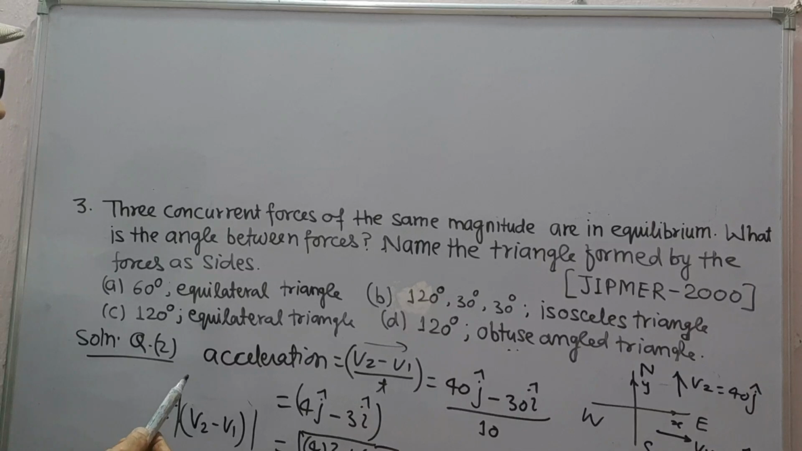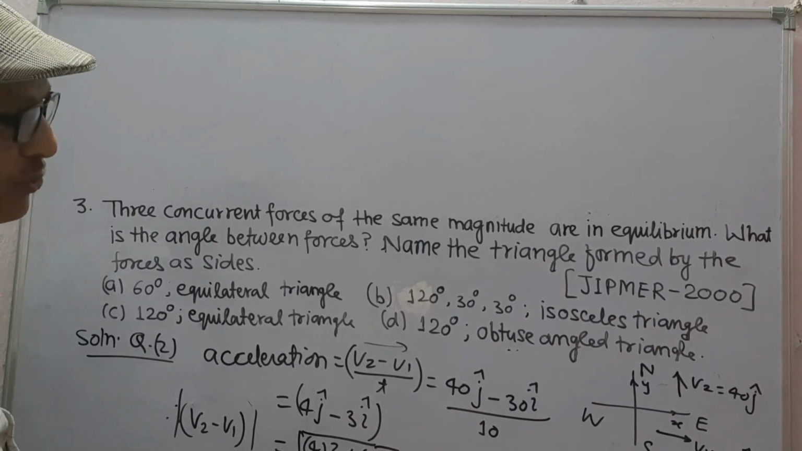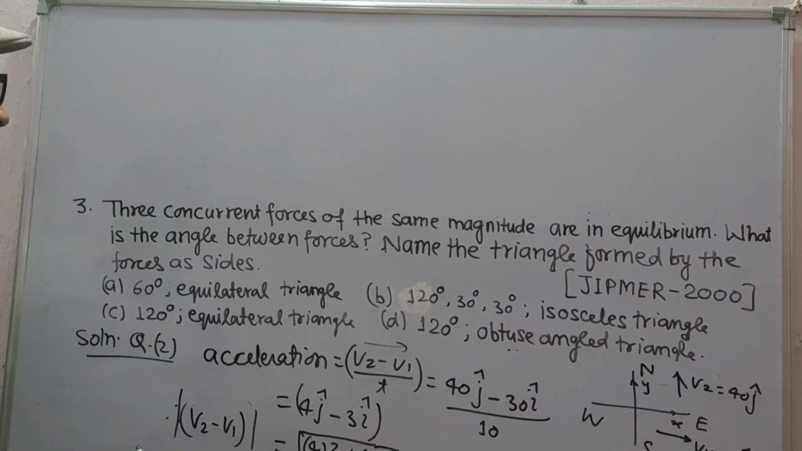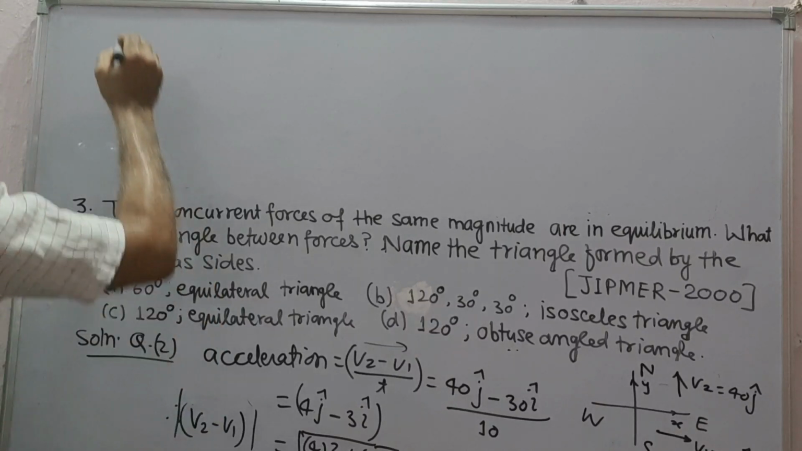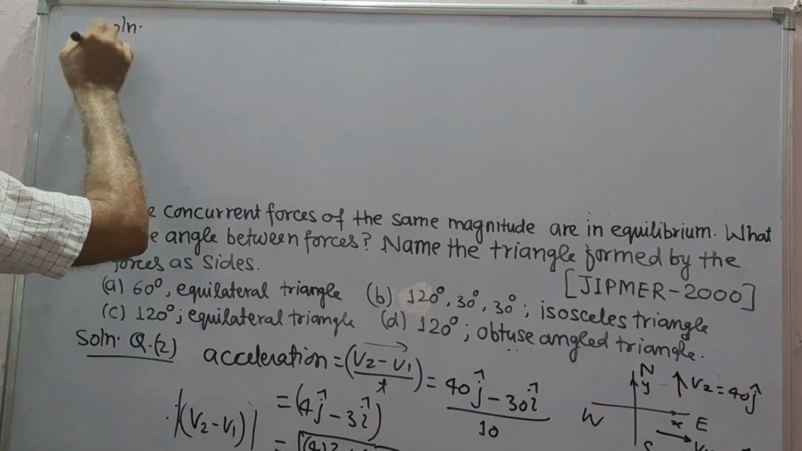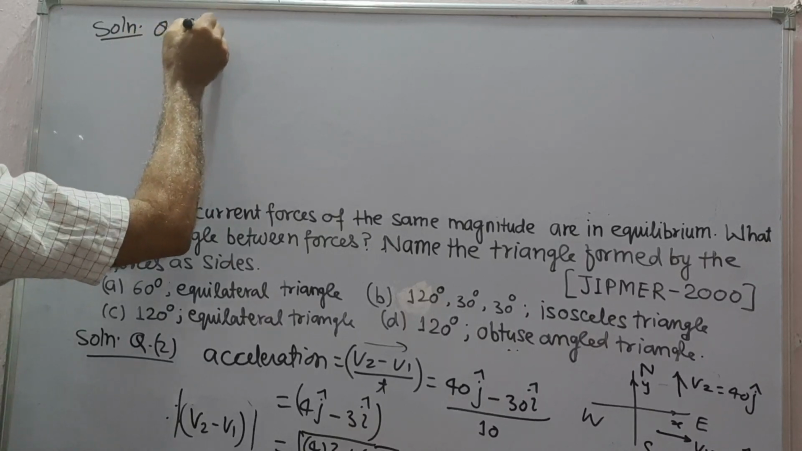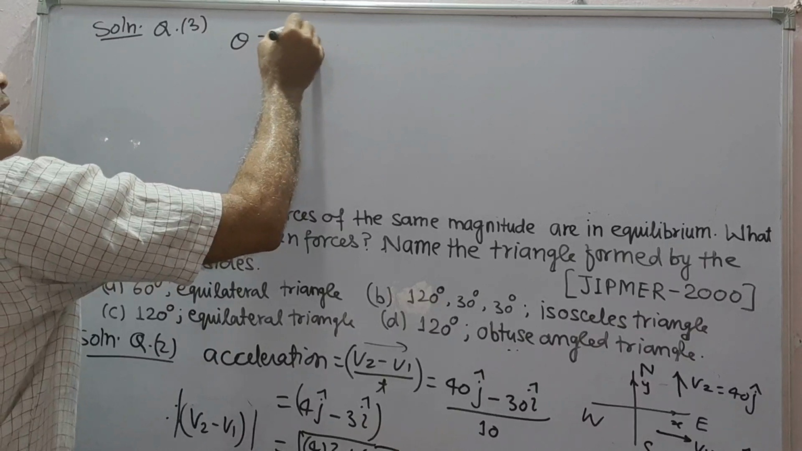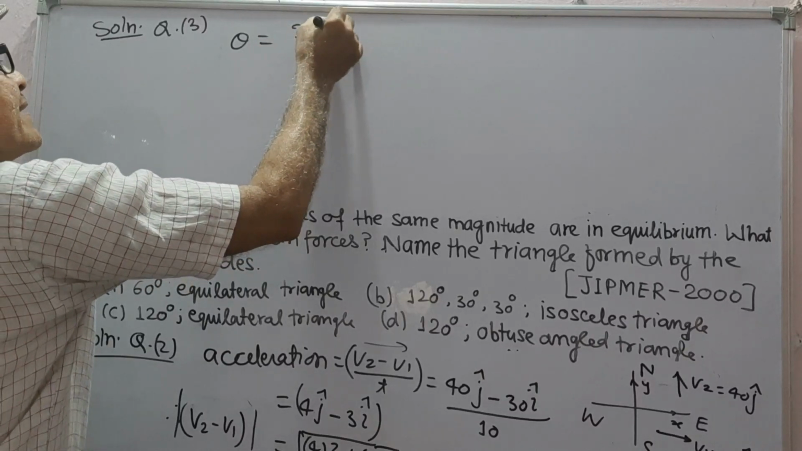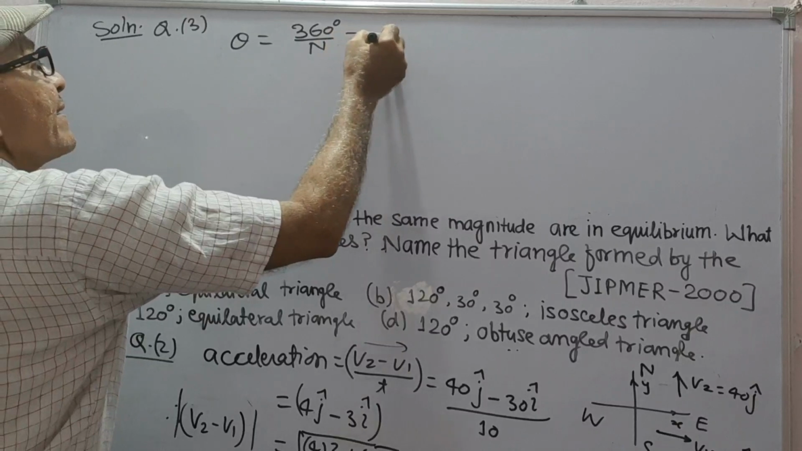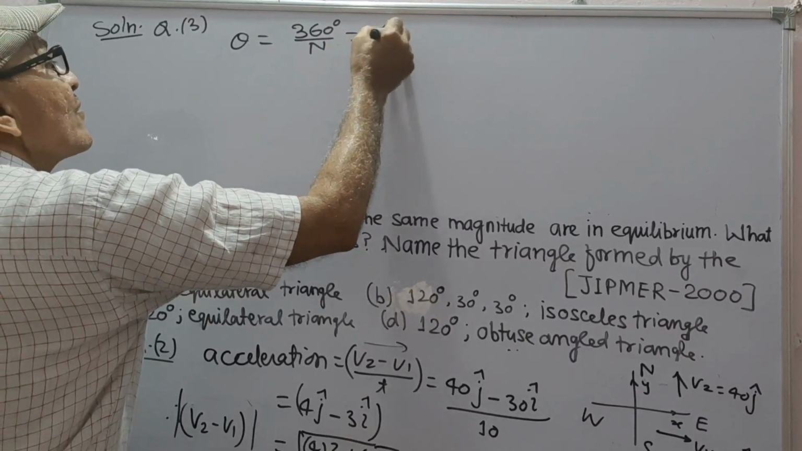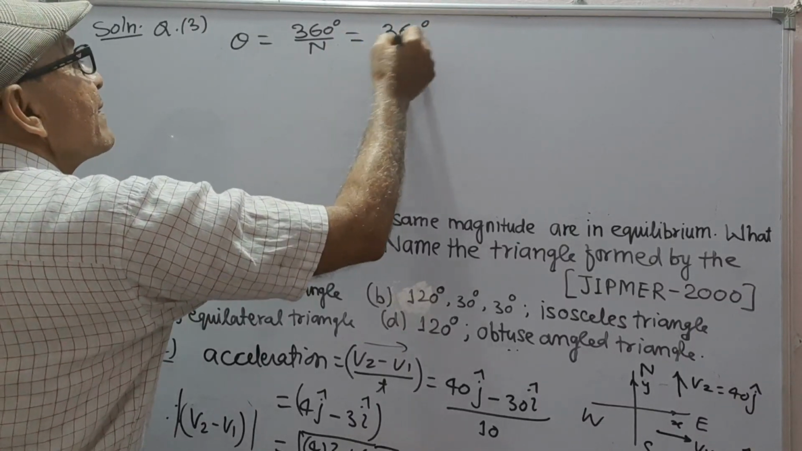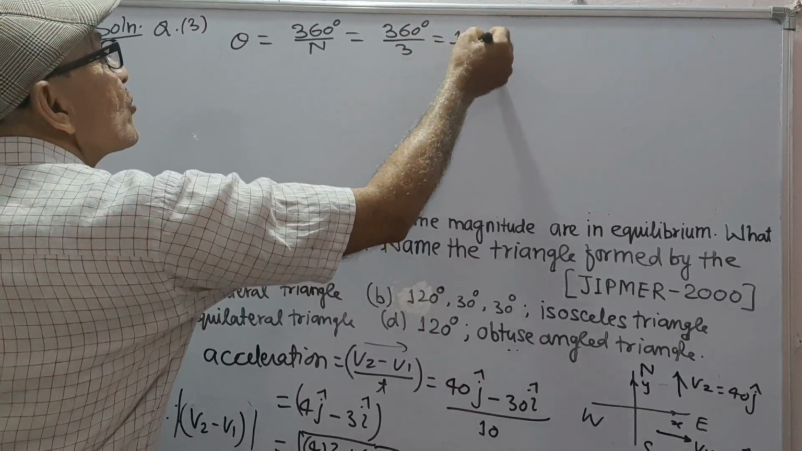Question number 3. Three concurrent forces of same magnitude are in equilibrium. What is the angle between the forces? Name the triangle formed by the forces. Solution to question 3. Theta is given by 360 upon n. Here n is 3. So 360 upon 3 means 120 degree.